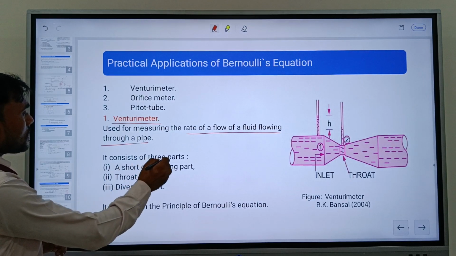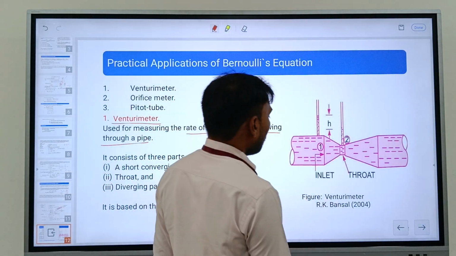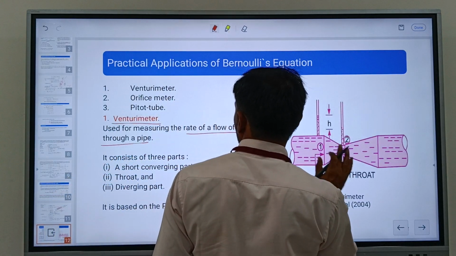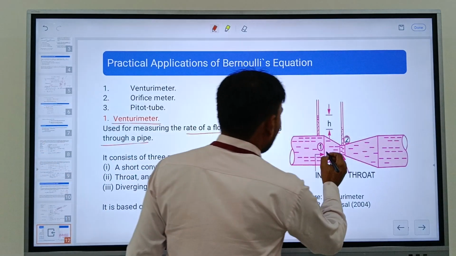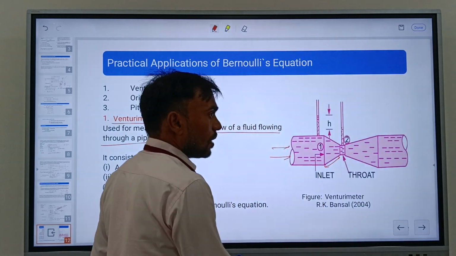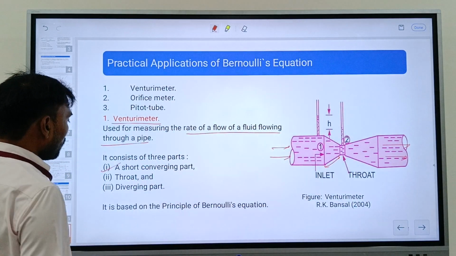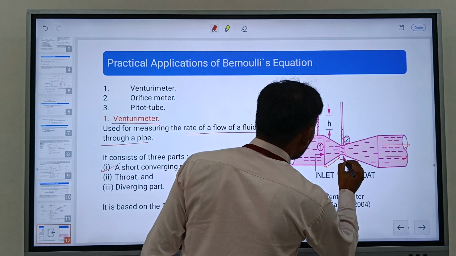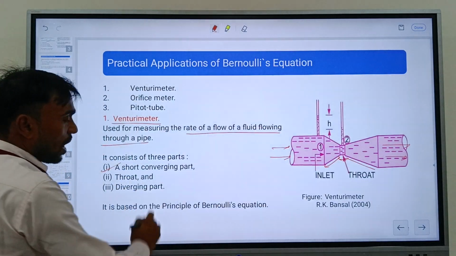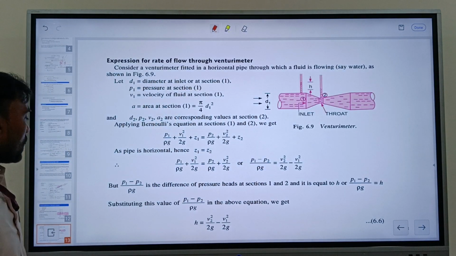It consists of 3 parts as shown in the figure. This is the diagram for the venturimeter taken from the article. As you can see here, the venturimeter has different parts. The first is the short converging part. From this side water is entering, that is the inlet point, and this is the outlet point. Next, this portion is known as the throat, and the last portion is known as the diverging part. The venturimeter is based on the principle of Bernoulli's equation.